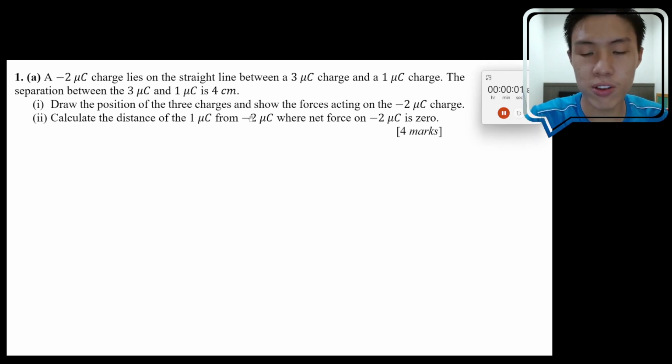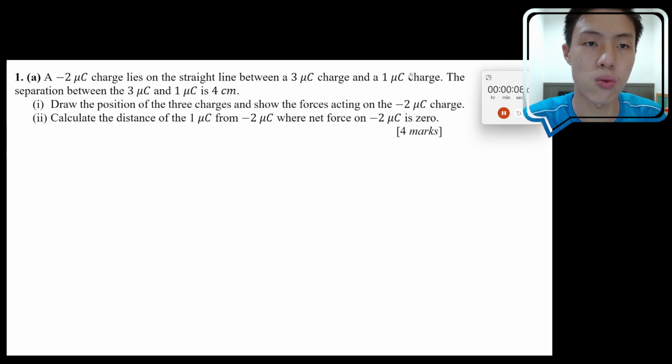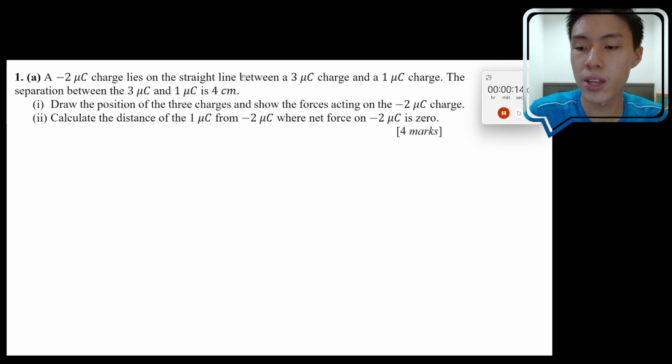Okay, let's start with the first question. A negative 2 microcoulomb charge lies on the straight line between the 3 microcoulomb charge and the 1 microcoulomb charge. The separation between the 3 microcoulomb charge and the 1 microcoulomb charge is 4 cm. Let's try to visualize the situation first.